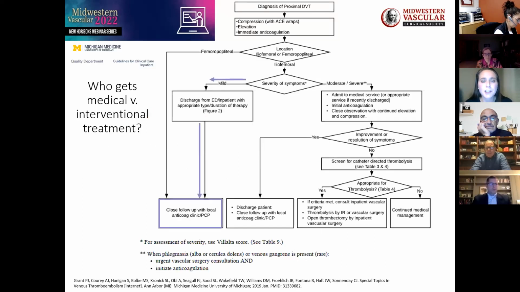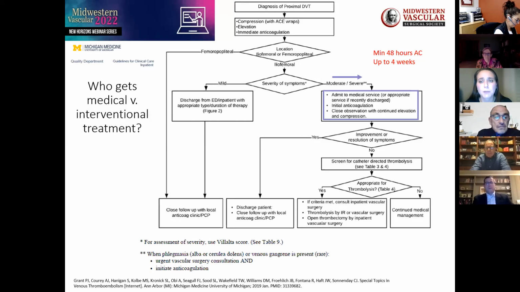Now, if this patient was incidentally diagnosed with a DVT, they have minimal or no symptoms, we again send these patients out with anticoagulation and close follow-up. What we really try and do is capture these patients with moderate or severe symptoms and try and get them admitted to the hospital, or we arrange for a close follow-up within our clinic to see them after a trial of anticoagulation. So we do try to trial these patients for a minimum of 48 hours on anticoagulation and then reevaluate their limb for improvement or resolution in symptoms.